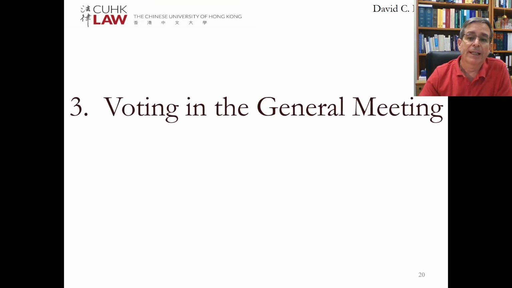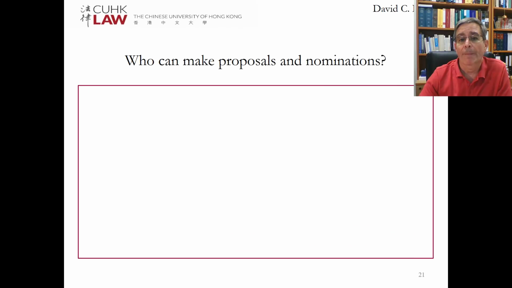So let's look at now voting in the meeting. So voting, as I said, is essentially going to be either by a show of hands, one person, one vote, or on a poll, that is voting essentially according to the number of shares held and the class of shares. When we're voting, the proposal for the item will be extremely important.